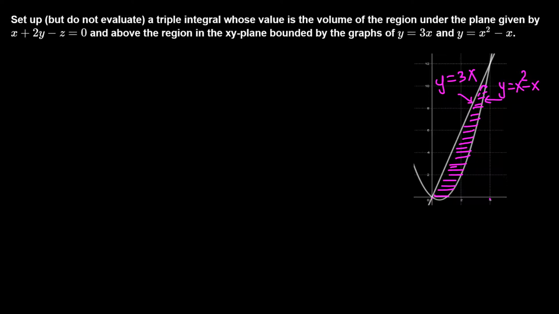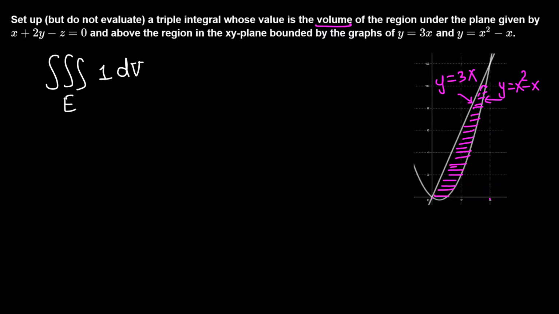Read the question carefully. Here we need to set up a triple integral, basically a triple integral whose value is the volume. So volume means the function should be 1, just 1 dV, of the region. We have some solid E there, by the way, under the plane given by this and above the region in the xy plane, bounded by the graphs of these two curves.